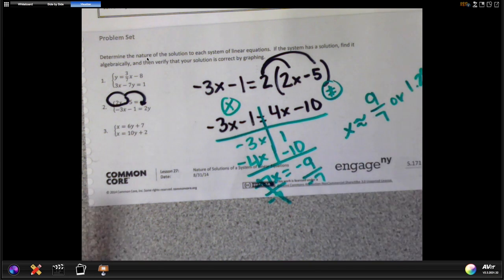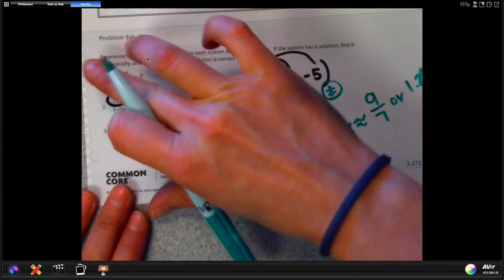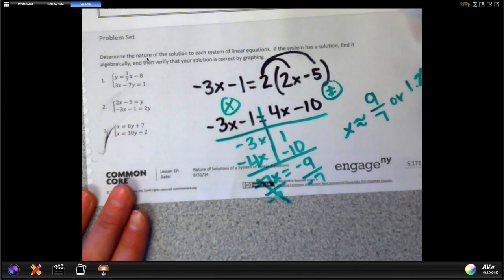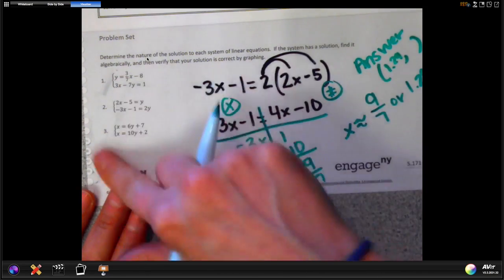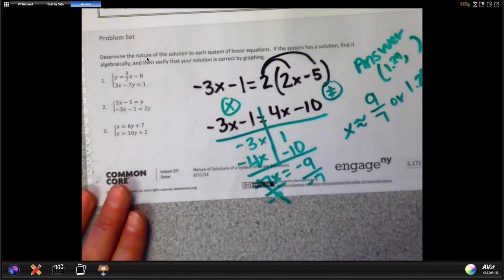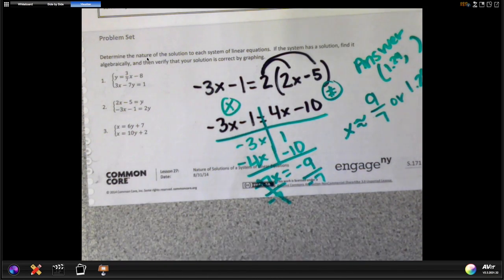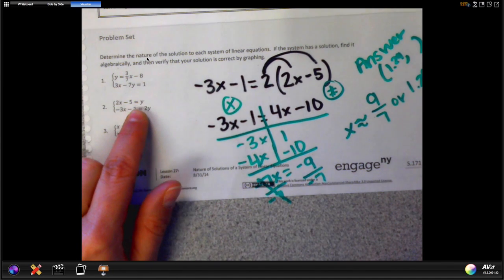Now, here is the problem. Our answer, remember, for all of these is going to be an ordered pair. Where do these two lines cross? Well, our x is 1.29, but what's our y? Before, we relied on the equation to tell us. Well, now it doesn't tell us outright what y is.